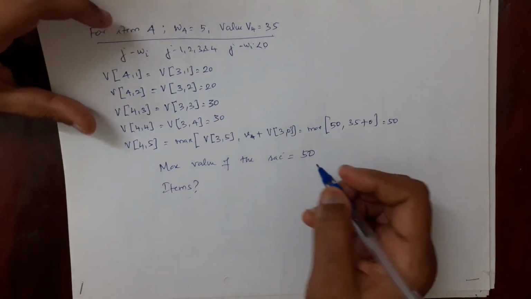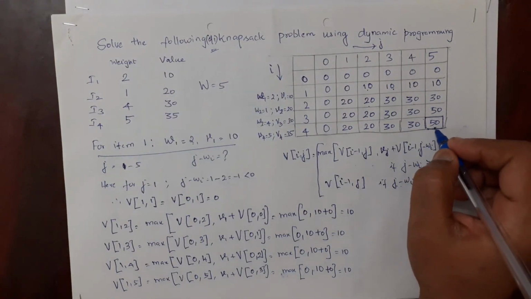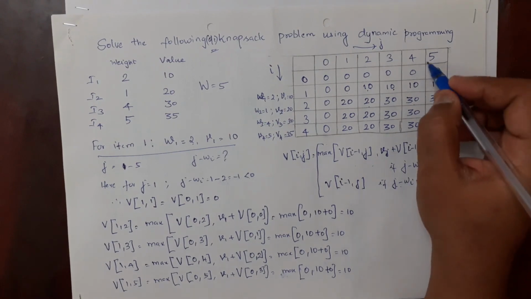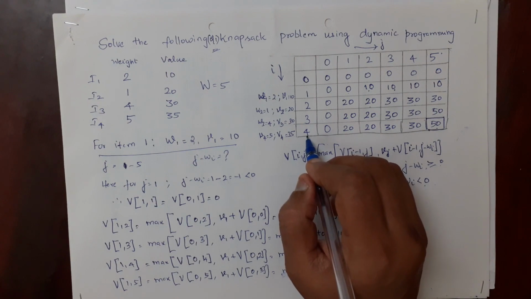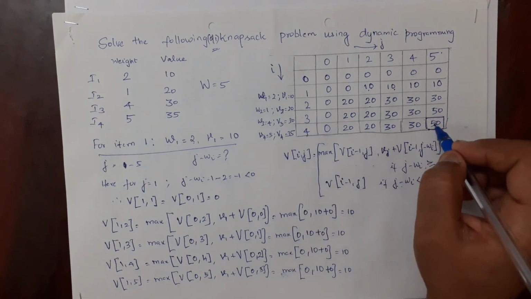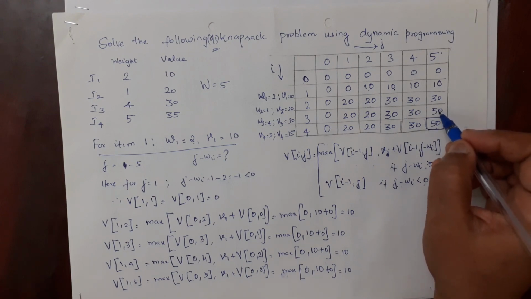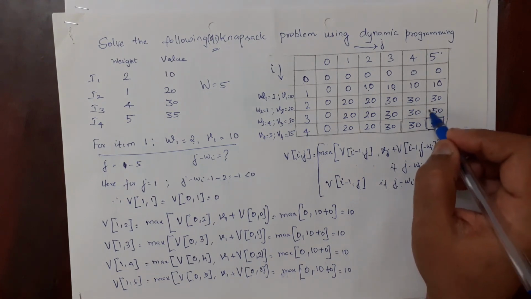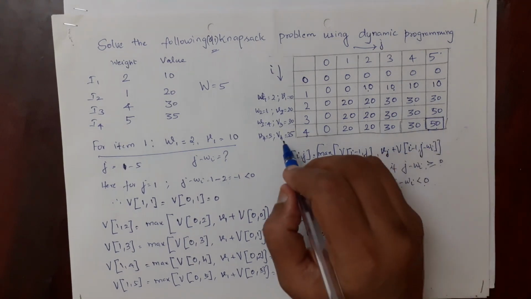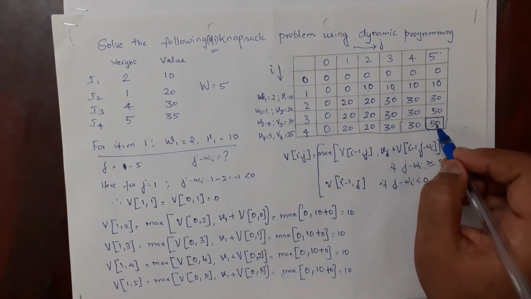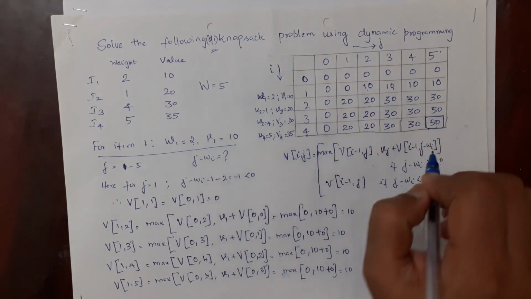Okay, now 50. This 50 you can see from this table. In order to get a capacity of 5, I have to check whether I have to include item 4 into the sack. For that you have to refer to the entry in the previous row. Here also it is 50, here also it is 50. The meaning is, after including item 4 into the sack, the value of the sack doesn't change. That means you need not include item 4 into the sack.